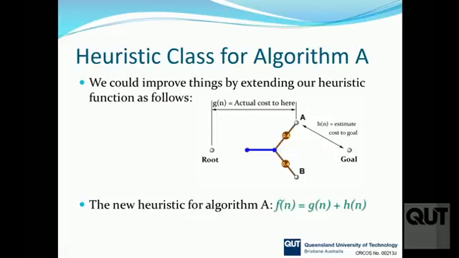So we could have a heuristic function like this for, say, algorithm A, and it's a function f(n) = g(n) + h(n), where g(n) is the actual cost it took to get to a certain node, and h(n) is the cost it'll take to get to a goal node.